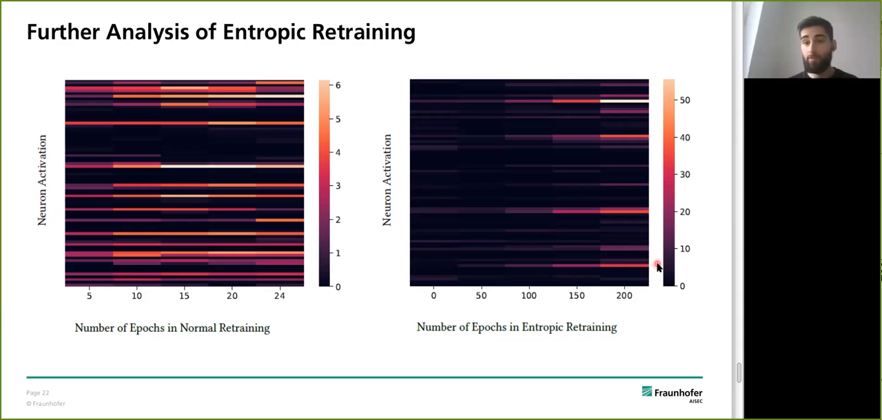The activation values reach values of over 50, compared to normal training where the maximum value is around 6. And on the left-hand side, during normal training, more activation values are closer to each other compared to entropic retraining, where a small amount of activation values are much higher compared to the rest of the activation values.